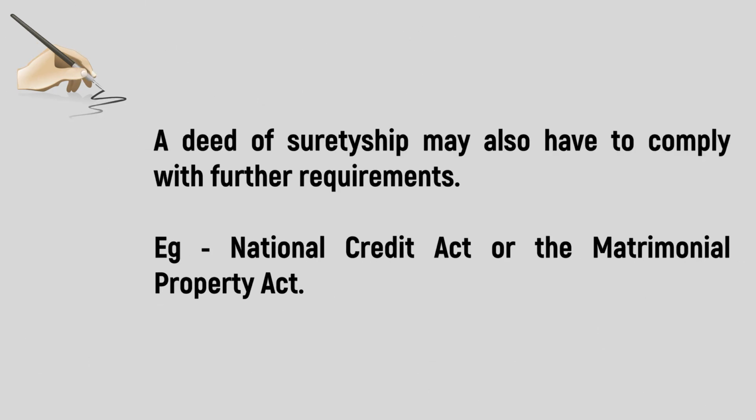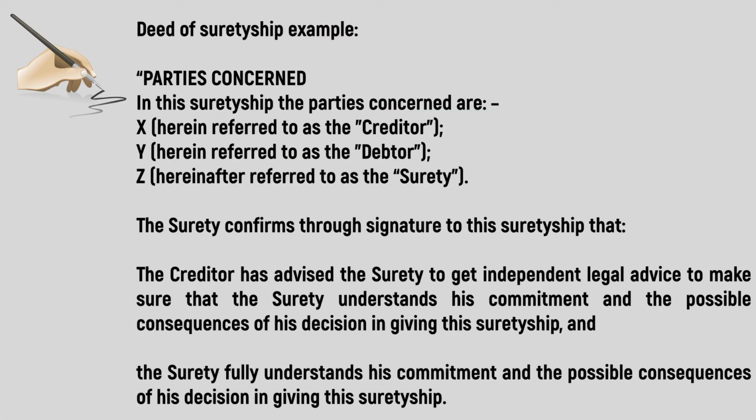A deed of suretyship may also have to comply with further requirements depending on the circumstances. For instance, if the underlying agreement is subject to the National Credit Act, then the deed of suretyship shall also be subject thereto. Another legislative example is the Matrimonial Property Act, which requires that the spouse of a surety must give consent in writing to the other spouse, binding themselves as surety. One can expect the contents of a deed of suretyship to be as follows. Parties concerned. In the suretyship, the parties concerned are X, hereinafter referred to as the creditor, Y, hereinafter referred to as the debtor, Z, hereinafter referred to as the surety.